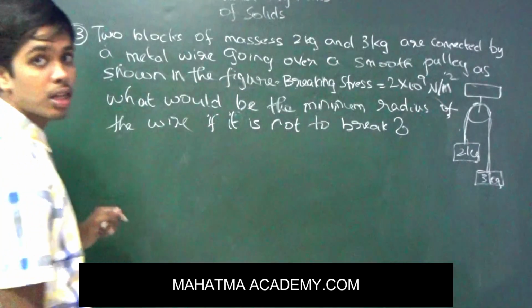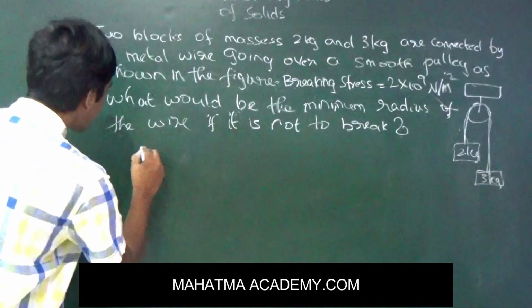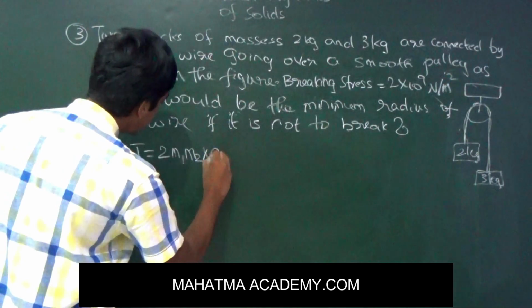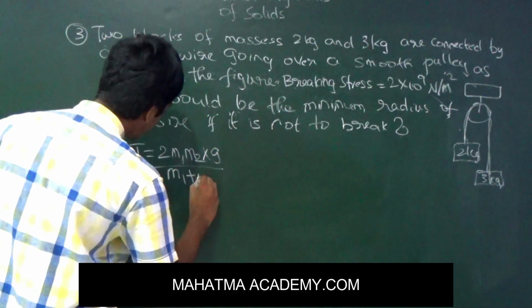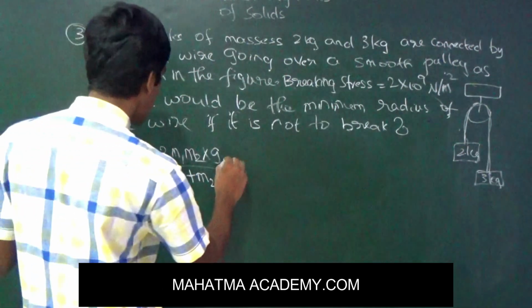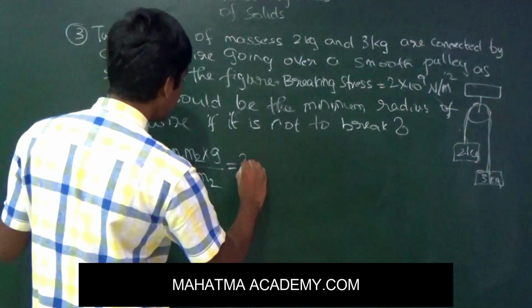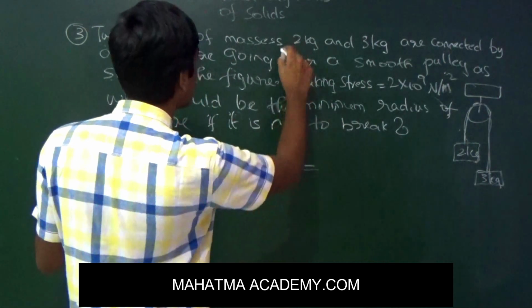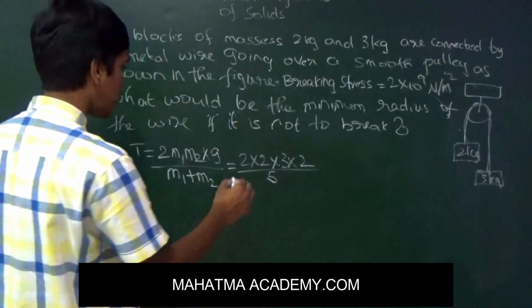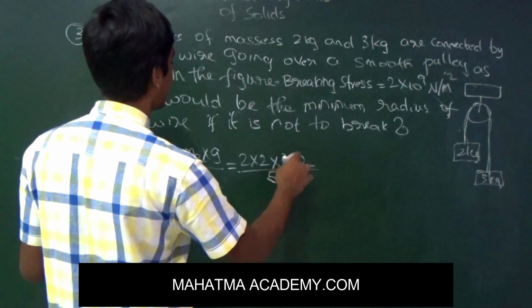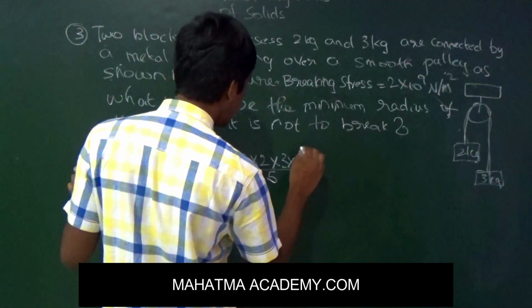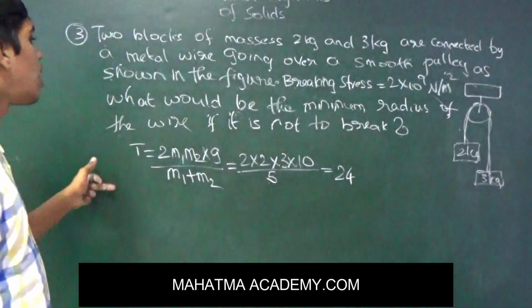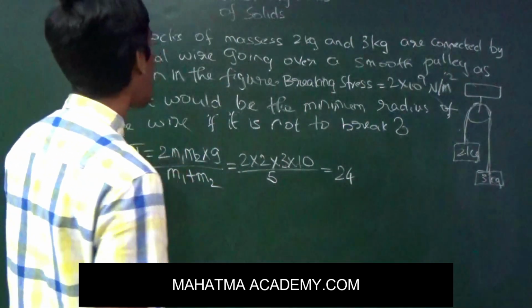Now we will find out tension. From the Newton's laws of motion chapter, the tension value is T is equal to 2 m1 m2 into g upon m1 plus m2. Okay, it is the value. Now we will write 2 into 2 into 3 into 2 upon 2 plus 3, 5. Okay, 2 into 2, 4, 4 into 3, 12. Here it is 120 by 5. So 24.